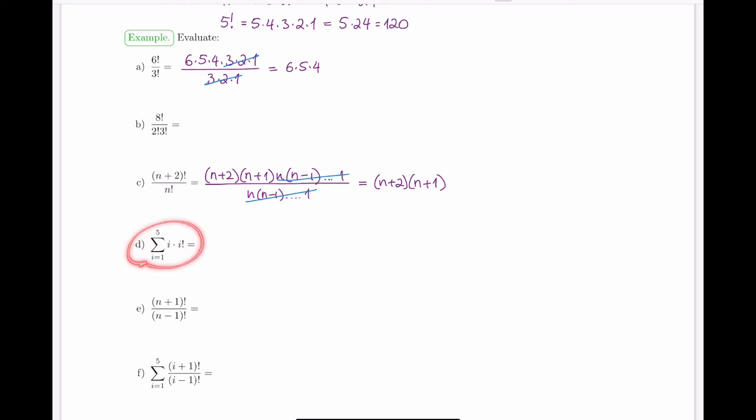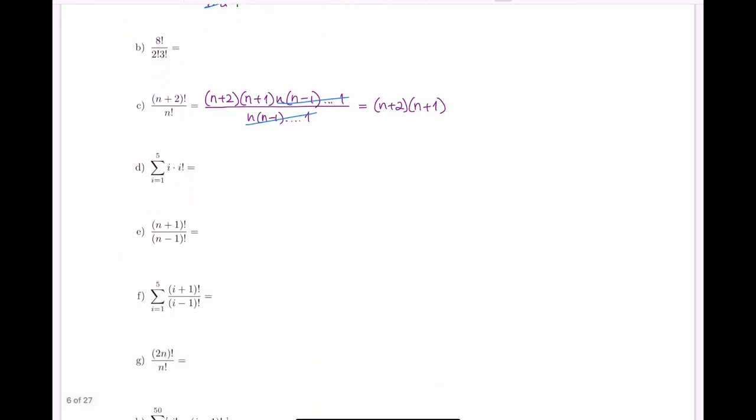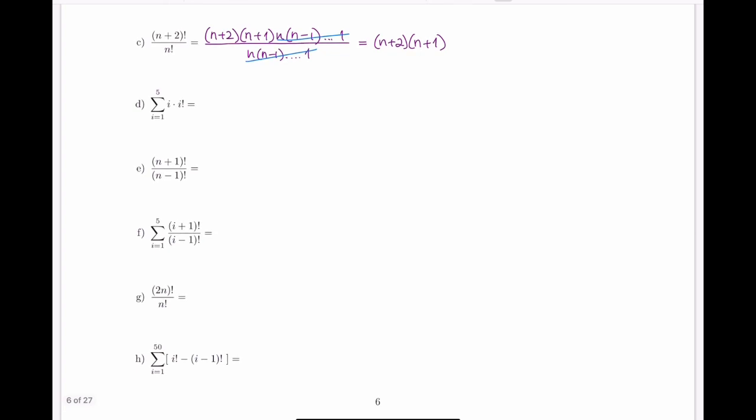Let's see how factorials can live within summations, because this is something that we're going to be working with going forward. So I have i times i factorial. My index starts at 1, so I will just iterate over my indices, and I will add all of the consecutive terms together. 2 times 2 factorial plus 3 times 3 factorial, and my sum goes up until 5, so I am nearly there. And once I hit 5, I am done with my summation.